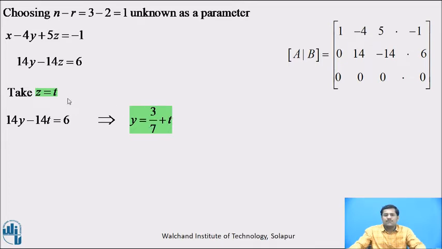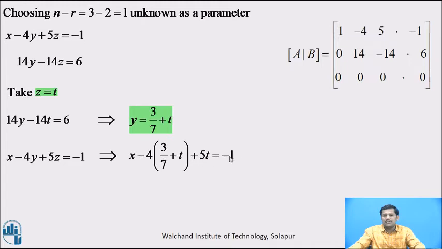Now the values of y and z can be substituted in this first equation to get the value of x. So after substituting the values of y and z in this equation, we'll get this new equation, and if we solve this, we'll get the value of x as 5 by 7 minus t. These are the required values of x, y, z.